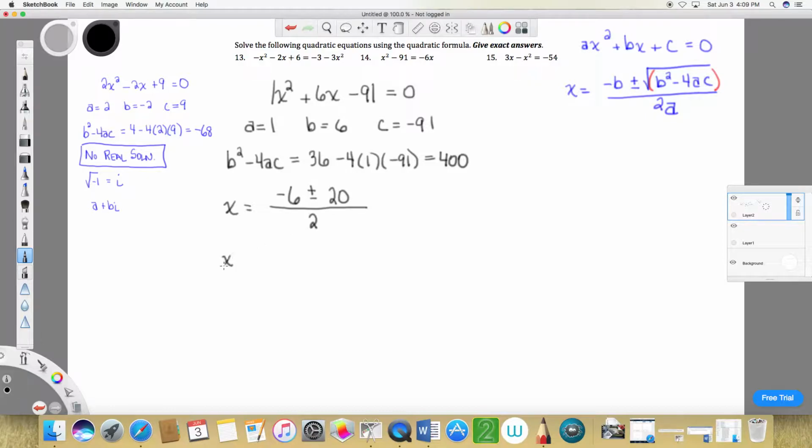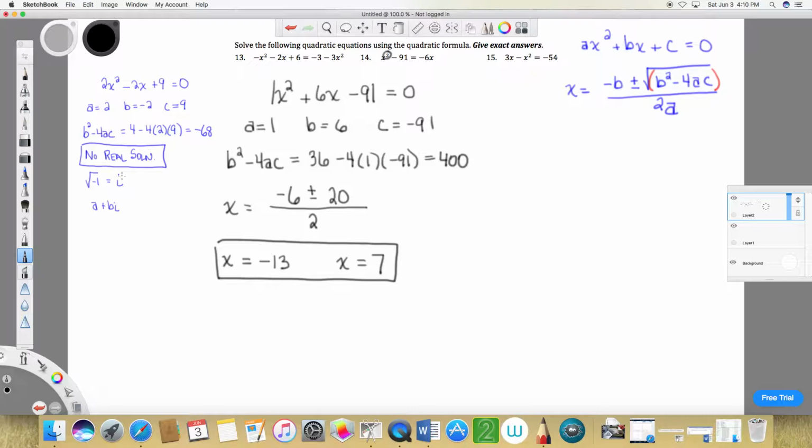So if we subtract, negative 6 minus 20 is a negative 26, and half of negative 26 should be a negative 13. A negative 6 plus a positive 20 is 14, and half of 14 is 7. So if I haven't made any silly arithmetic errors, here are our two solutions. And for quadratic formulas, we're expecting at most two solutions because that degree is 2.